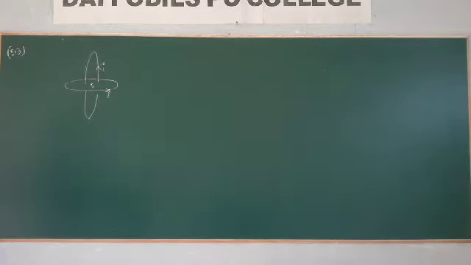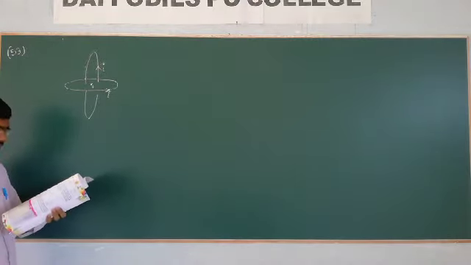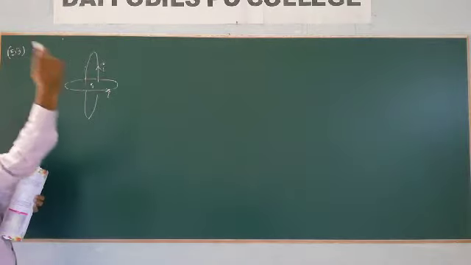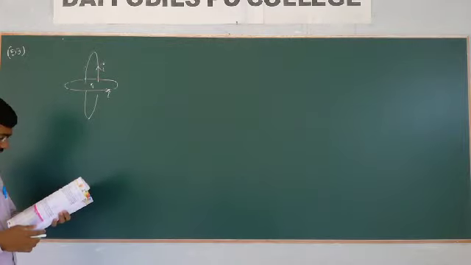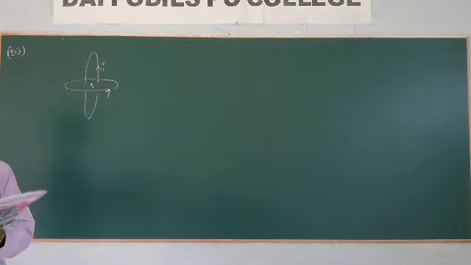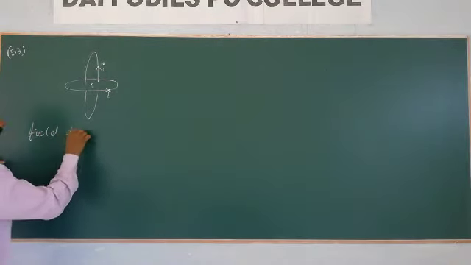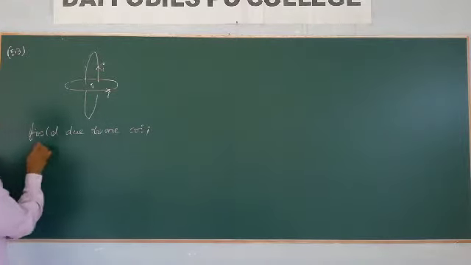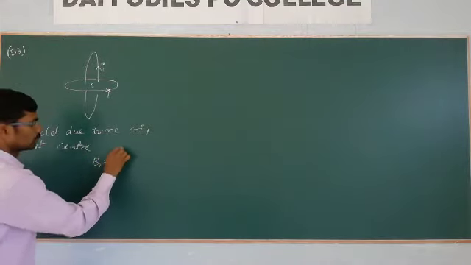Now let us see that two coils are carrying equal currents, have a common center, and their planes are at right angles to each other. So this one is in the board plane, and one more coil is like this. Then you need to find the resultant magnetic field at the center and the field due to one coil. Let me write the field due to one coil at the center.